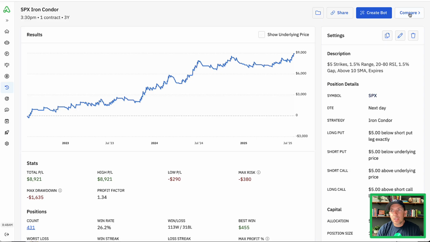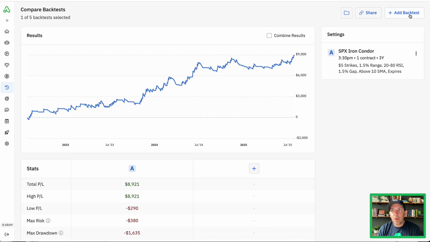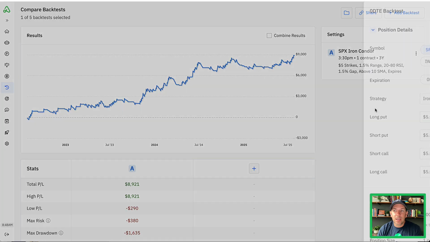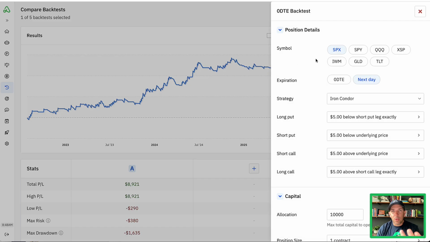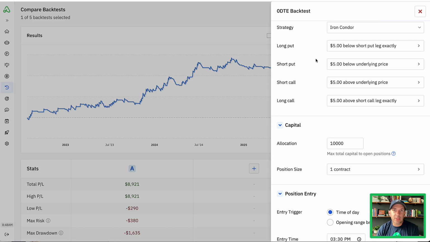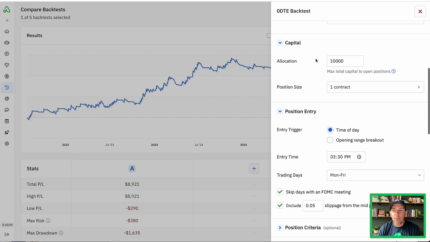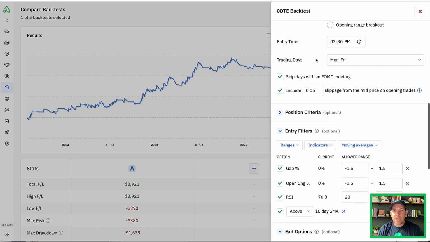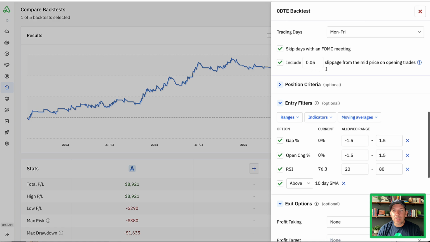The first thing we're going to do is go up to the compare button at the top, and that gets us into compare mode. Then we can click the little 3 dots and go down to add a variation. When I add a variation, it pulls up the exact same strategy, and I can tweak one thing or a couple things in the strategy. I'll go through it here so you can see. By the way, we're skipping FOMC days, and we're definitely including slippage, as we've talked about many times in videos.